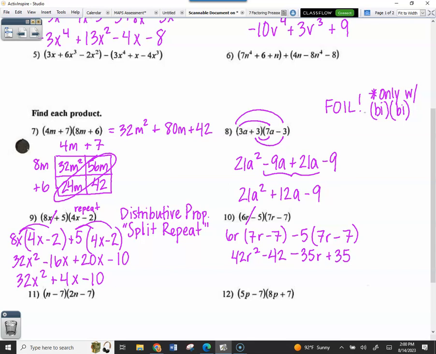Do we need to pull a common factor out of these? No, not yet. Not yet.